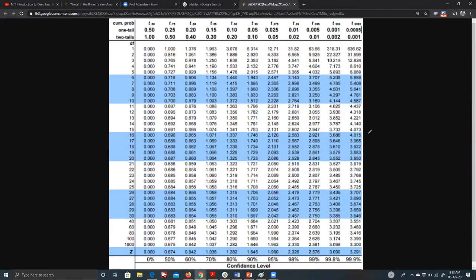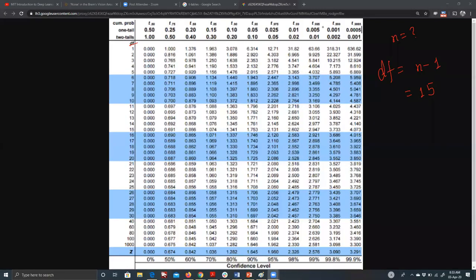It's a simple idea. First, you need to know the degrees of freedom. What is the degree of freedom here? What is n? 16. So DF is 15. Very good.